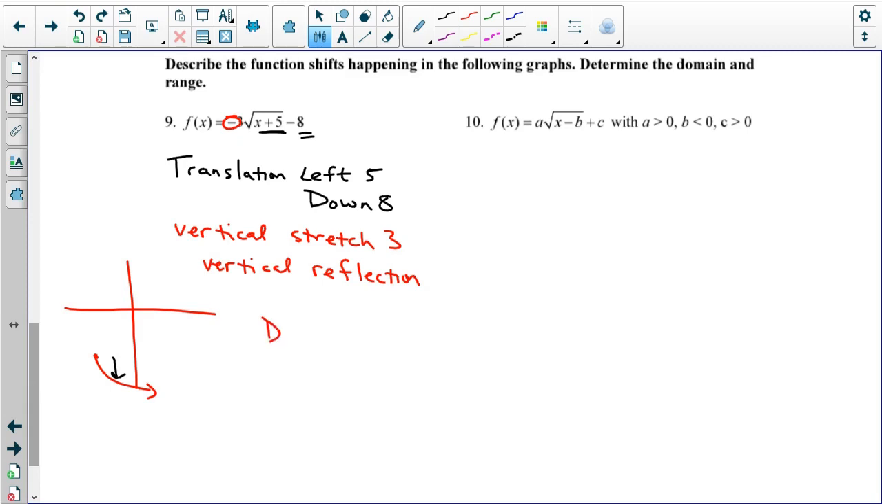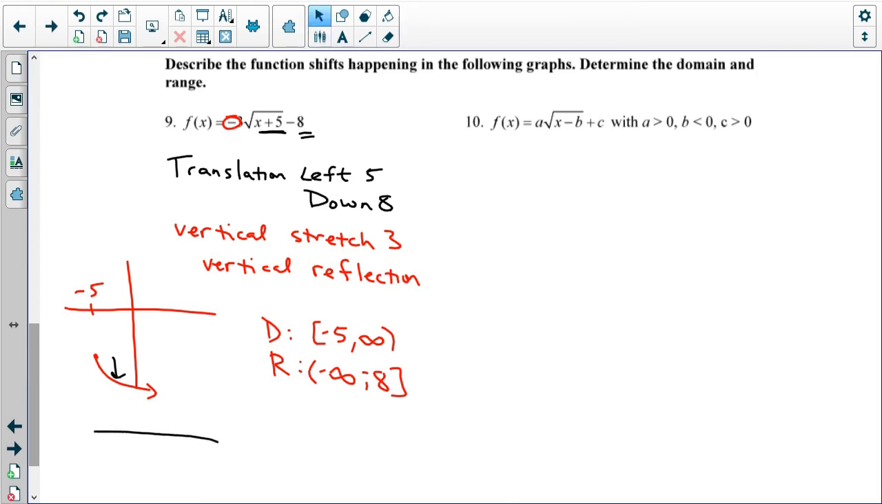If I'm writing the domain and range of this function, my domain is going to be from -5 to infinity because that value is -5. My range is going to be from -infinity to -8 because the values go from negative infinity all the way up to this value, which is at -8.